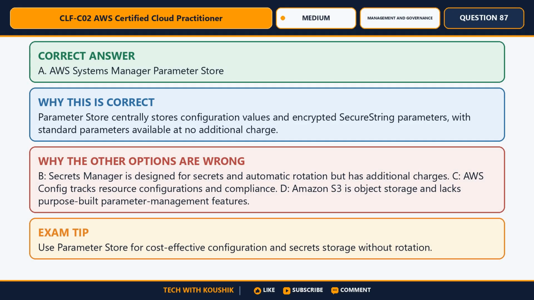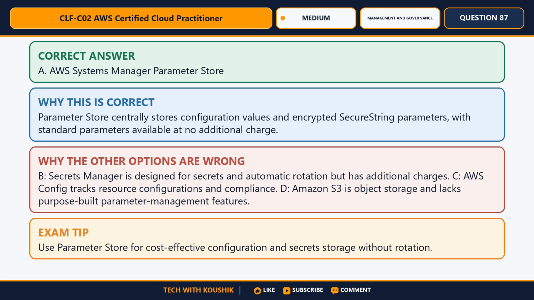The correct answer is A. AWS Systems Manager Parameter Store. Here's why. Parameter Store centrally stores configuration values and encrypted secure string parameters, with standard parameters available at no additional charge. Why are the other options not correct?